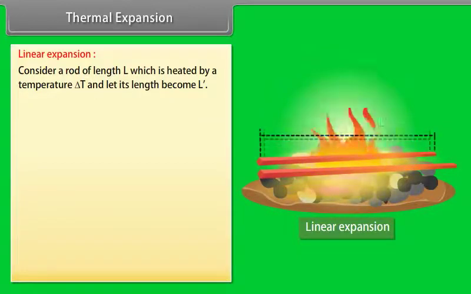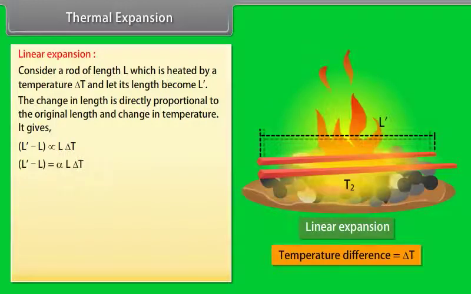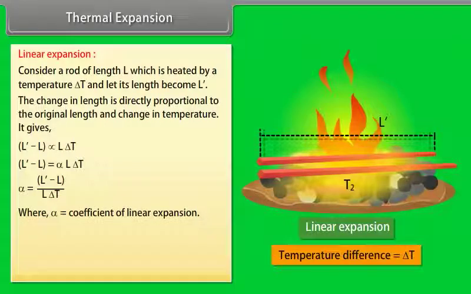Linear expansion. Consider a rod of length L which is heated by a temperature delta T and let its length become L dash. The change in length is directly proportional to the original length and change in temperature. It gives L dash minus L is directly proportional to L delta T, or L dash minus L is equal to alpha L delta T. Value of alpha is equal to (L dash minus L) upon L delta T, where alpha is equal to the coefficient of linear expansion.